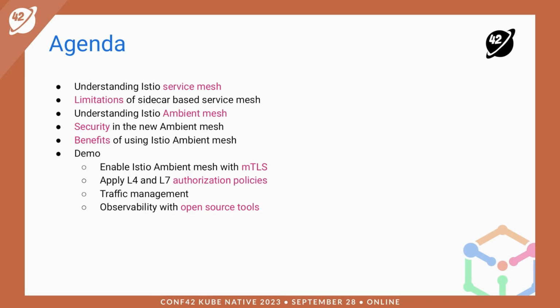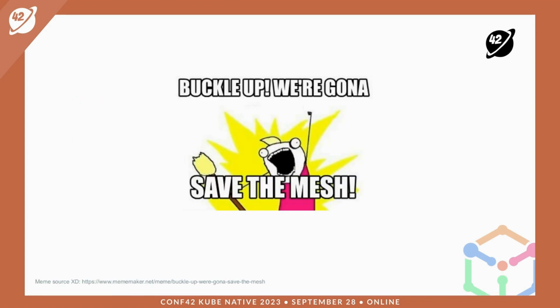In today's session, we'll be having a look at understanding what is Istio Service Mesh, what are the limitations of the existing service mesh, and we'll be understanding what Istio Ambient Mesh is all about, what are the security and other benefits that it comes with. We'll be having a demo as well where we'll be using Istio Ambient Mesh with MTLS. We'll be applying L4 and L7 authorization policies, do traffic management, and do observability with open source tools that come with Istio, and a lot more. So we have quite a lot of meshes to cover, and I'm sure it's a tongue twister for you as well. So buckle up, and here we go.